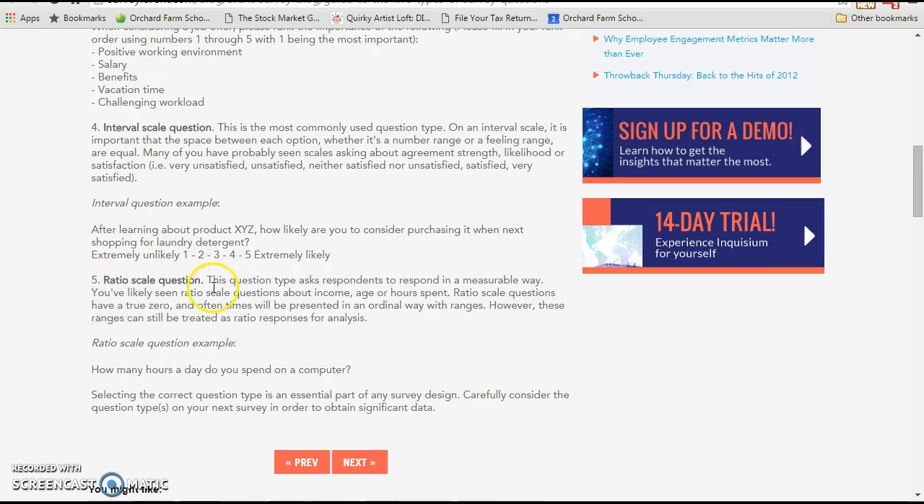The ratio scale question. This type of question asks respondents to respond in a measurable way. How many hours a day do you spend on a computer, or watching TV, or whatever it relates to? Also, a lot of times you want to have a bracket, right? 0 to 1, 2 to 4, 3 to 5. Then it becomes more of a multiple choice question. But a number is useful because numbers turn into data.